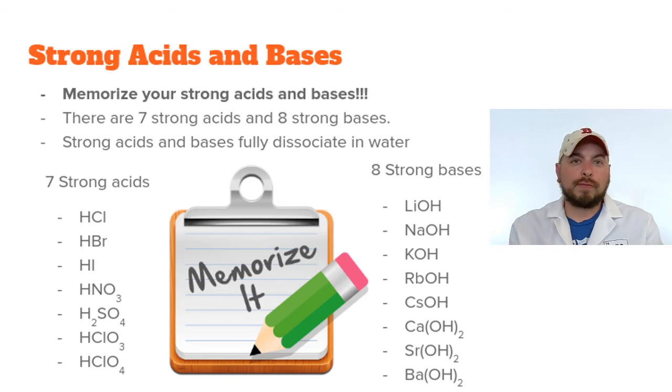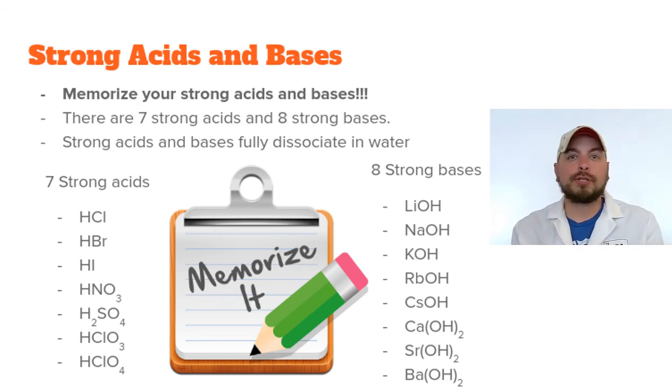One other property of acids and bases that you need to know is whether they are strong or weak. A strong acid or a strong base are those species which fully dissociate. That means every single HA, which is the general structure of an acid that we put into water, becomes H+ and A-. There are 7 of these, and you need to memorize them.